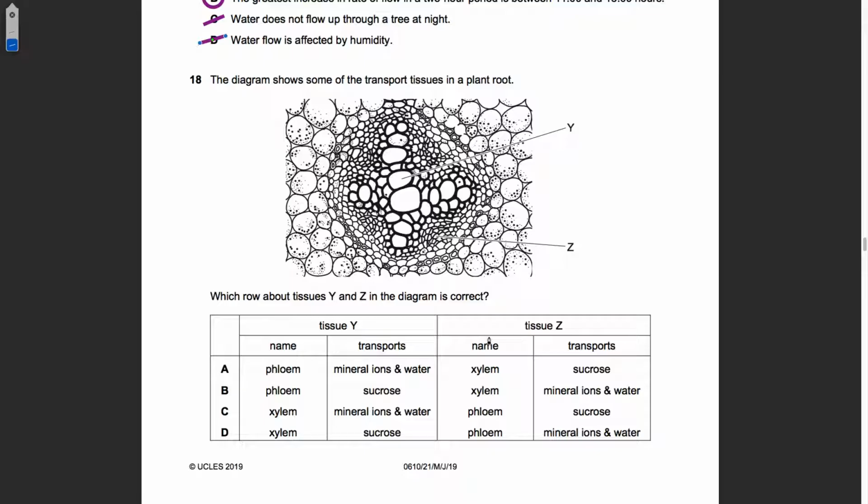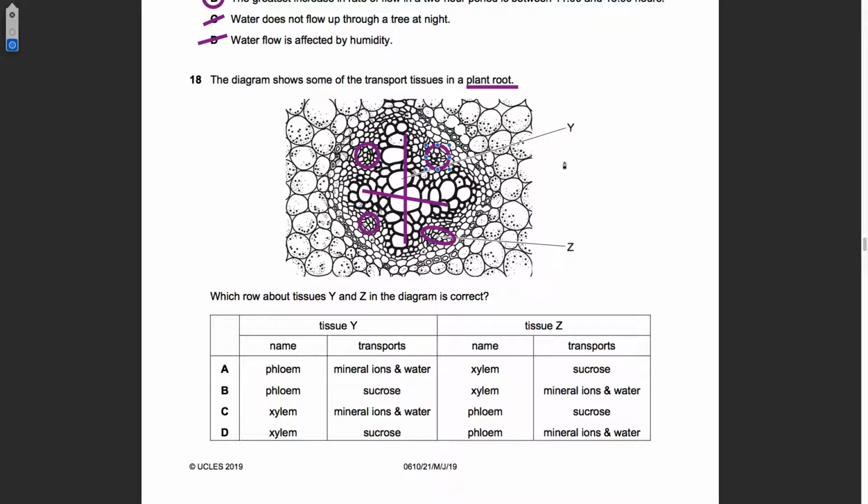Okay, 18. Nearly halfway there, guys. Well done. So another question to do with plants, and this is also to do with vascular tissue, also known as the veins of the plant. We have a diagram showing some of the transport tissues in a plant root. Y is pointing to this almost X-like structure in the middle, and Z is these areas around the outside. They look slightly different from the other types of cell around, due to the size and so on. Now, in the root, Y is the xylem. I always remember it as X marks the spot. It looks like an X, and it's X for xylem.